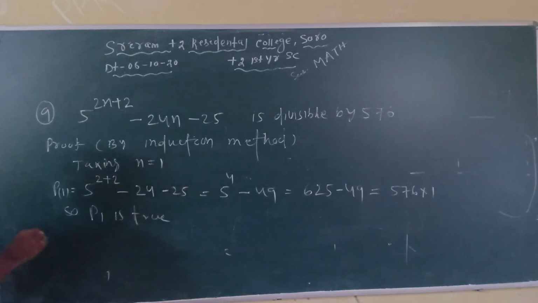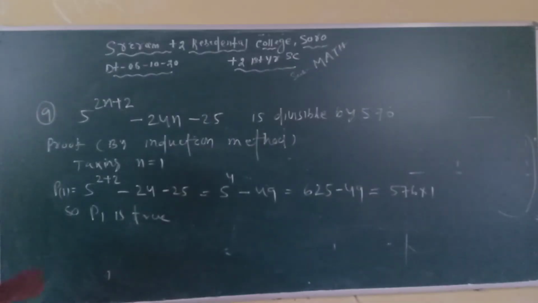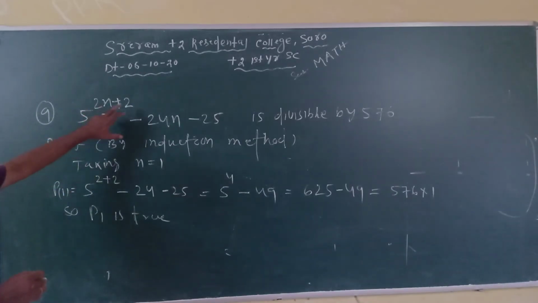I already repeatedly told you that P2 is not necessary here, because for n equal to 2, 5 to the power 4 plus 2 becomes a large number. I am not interested in taking n equal to 2. So directly I am going to step 3.